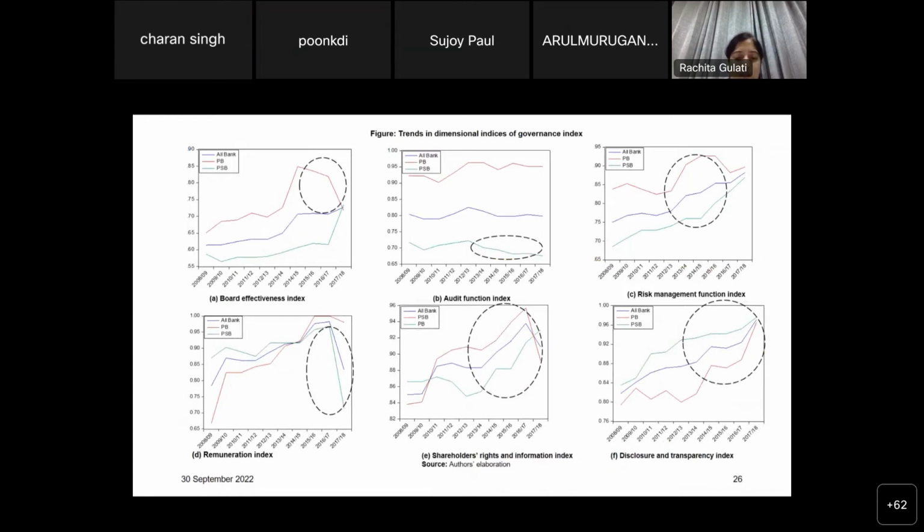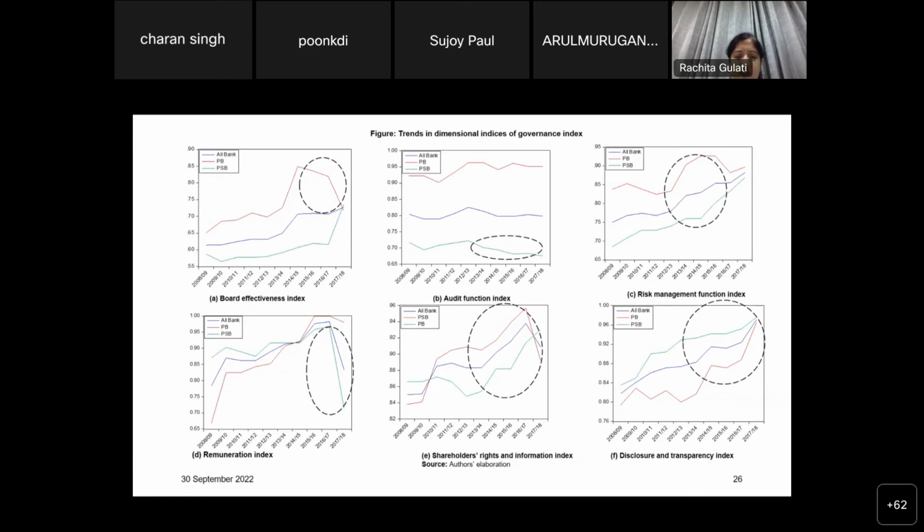Governance on risk management has declined in the private banks recently, especially in the last 2 years of the study period, while the same has improved for the public sector banks, because the majority of the public sector banks were brought under the PCA framework, which has led to the improvement in their performance on risk governance.